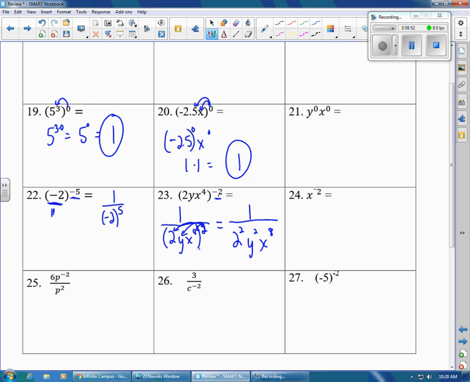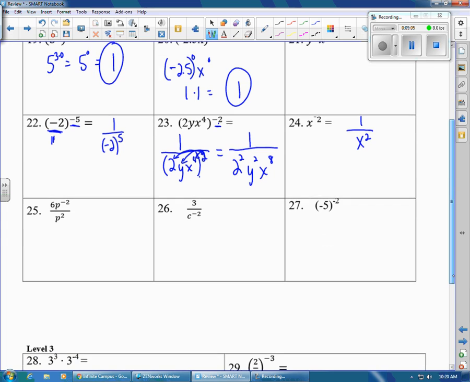Number 24 should be easy peasy lemon squeezy after that. I've got x to the negative 2 power. Again, it becomes 1 over x to the positive 2 power. I would like you to do 25, 26, and 27 on your own.